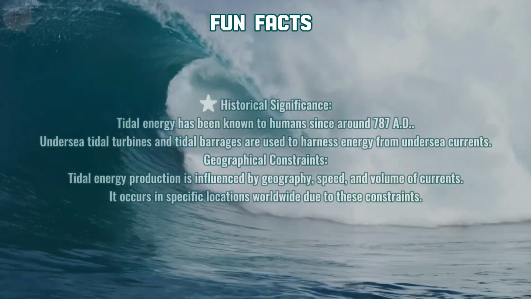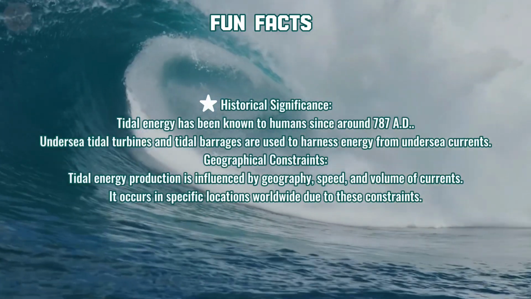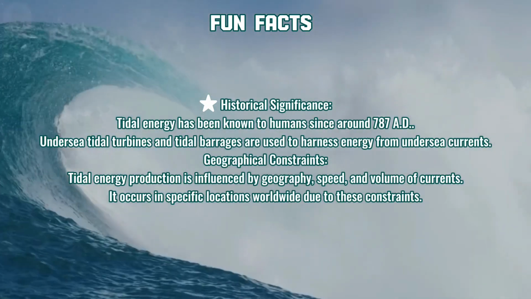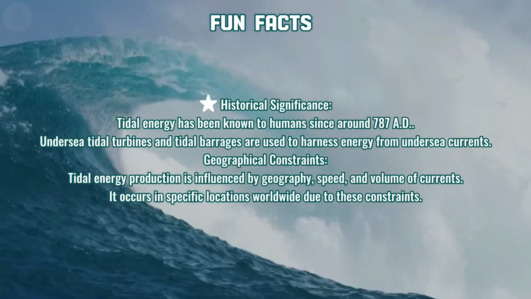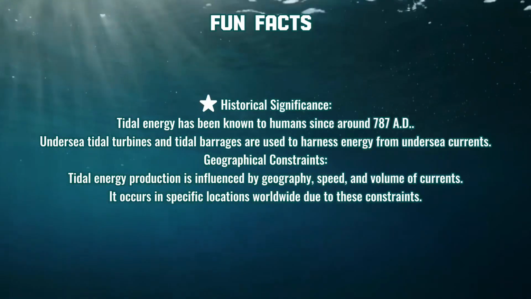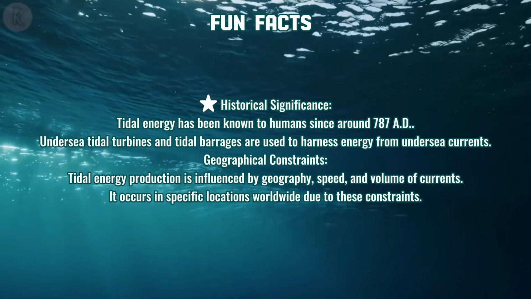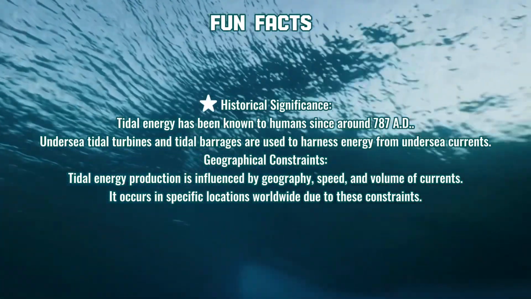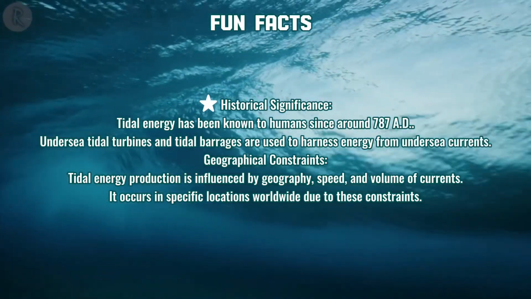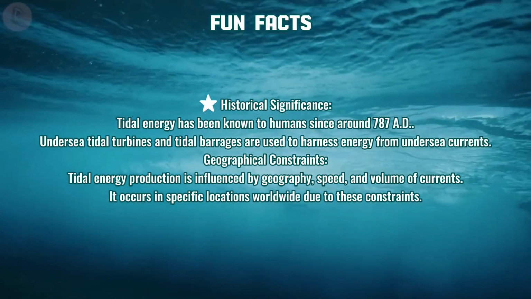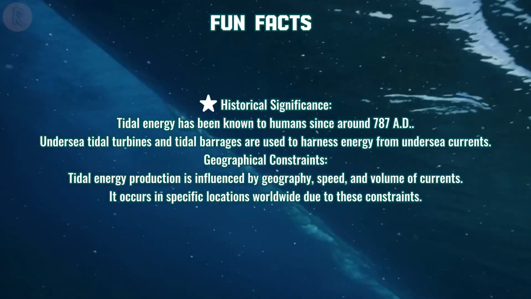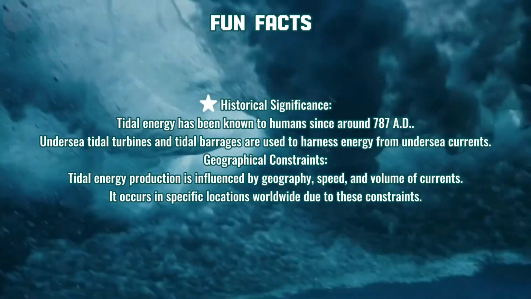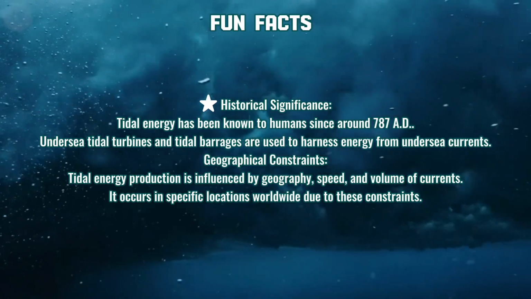Historical significance. Tidal energy has been known to humans since around 787 AD. Undersea tidal turbines and tidal barrages are used to harness energy from undersea currents. Geographical constraints. Tidal energy production is influenced by geography, speed, and volume of currents. It occurs in specific locations worldwide due to these constraints.